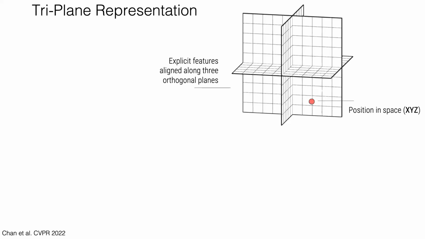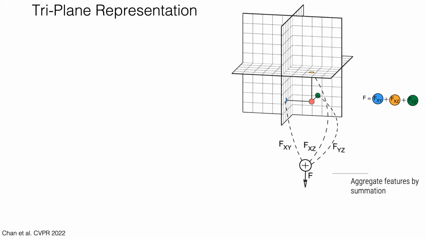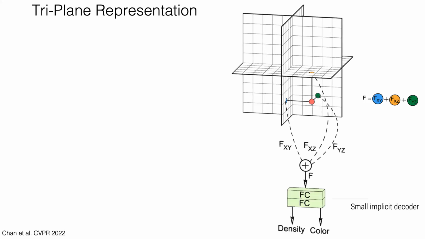We can now query any 3D position in 3D space by projecting that coordinate onto the three planes, extracting the features, for example, using bilinear interpolation, and then aggregating these three features together to get a single 3D feature. And again, we used the simplest thing that we could come up with, which is just summing those features together as the aggregation function. We tried other aggregation functions too. None worked better or more robustly in multiple cases than the simple sum.